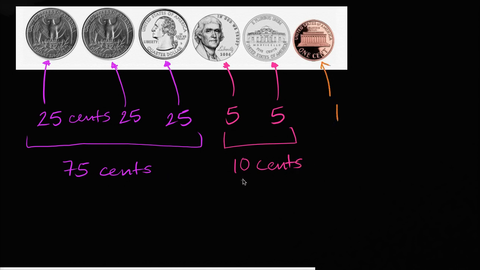So what is 75 plus 10 plus 1? Well, 75 plus 10 is 85, plus 1 is 86. So this is equal to 86 cents.